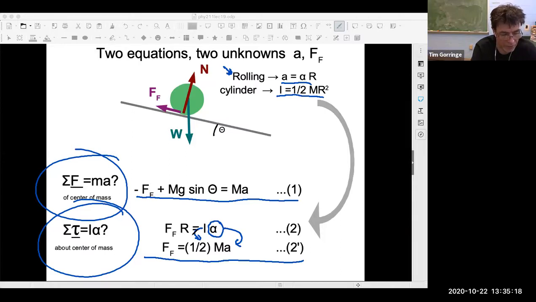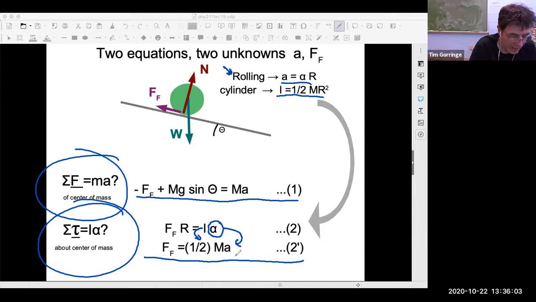Now, when you do that, you actually find an interesting thing. The R's, the radius of the blueberry or the cookie or the donut, when you plug in the moment of inertia and you plug in that angular acceleration, you discover that the R's actually cancel out. And you end up with this really simple formula here that relates the frictional force and the acceleration.